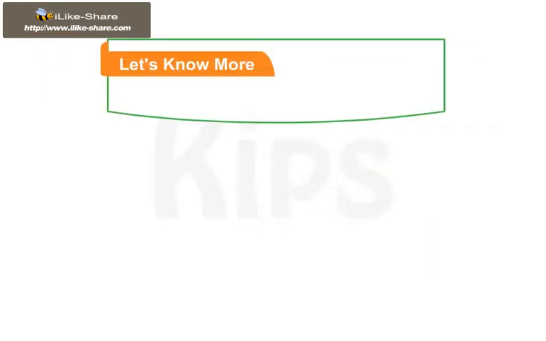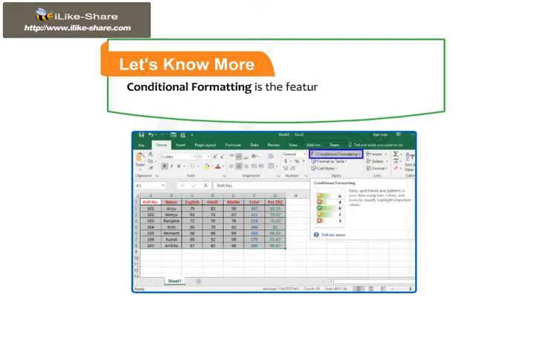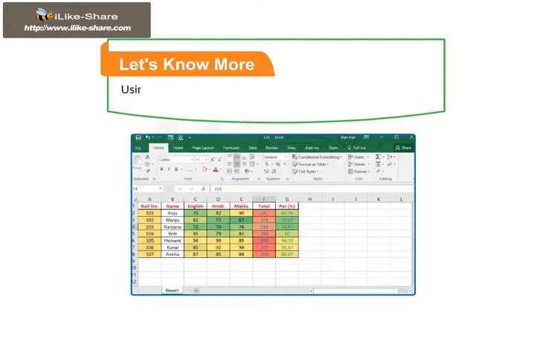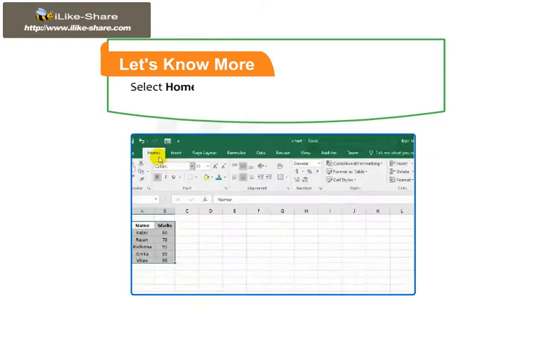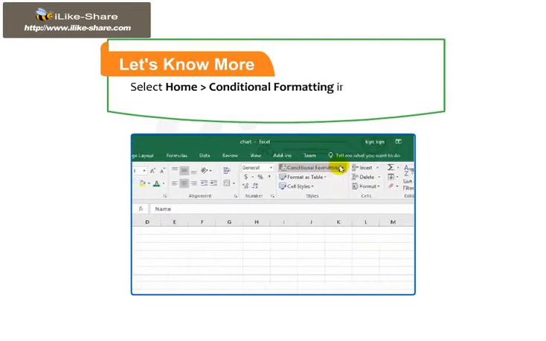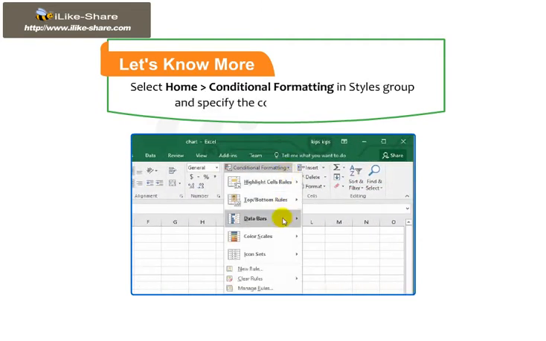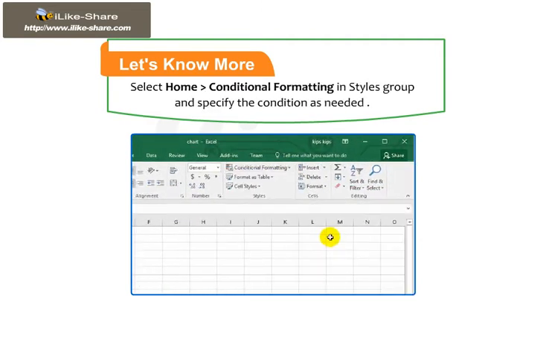Now let us know more. Conditional formatting is the feature in Excel that sets a cell's format according to conditions that you specify. Using this option, you can change the font color, styling, etc. of the data in the selected cells. Select Home, then go to Conditional Formatting in Styles group and specify the condition as needed.